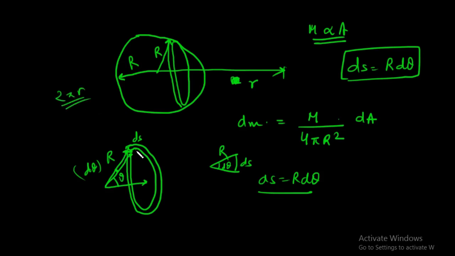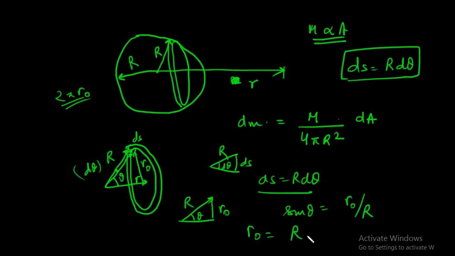Okay, so because I have written this as r, we consider this as r naught. So what would be r naught? This is a right triangle. Okay, so you see, this is r, this is theta, and this is r naught. So sine theta would be equal to perpendicular by hypotenuse, so r naught by r. So what would be r naught? r naught would be equal to r sine theta. Okay, alright, so we have the radius of the ring.